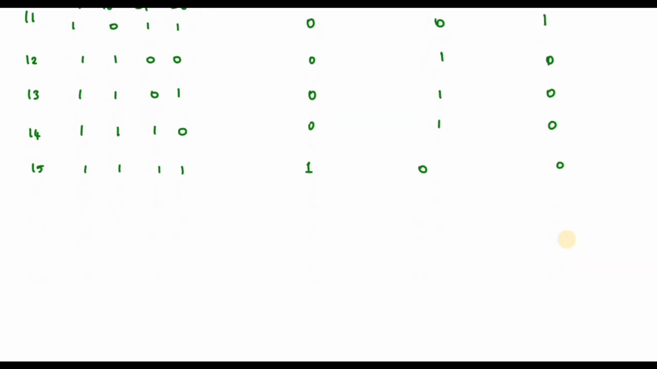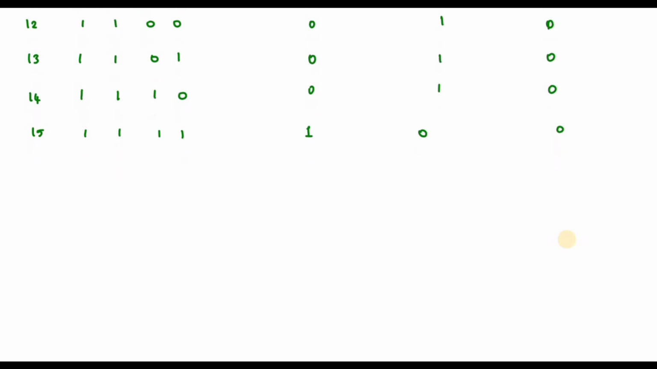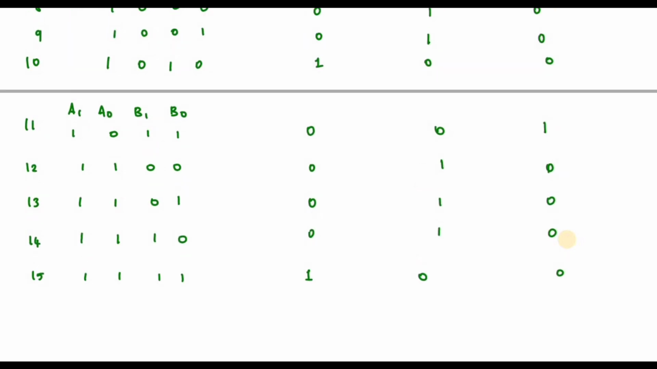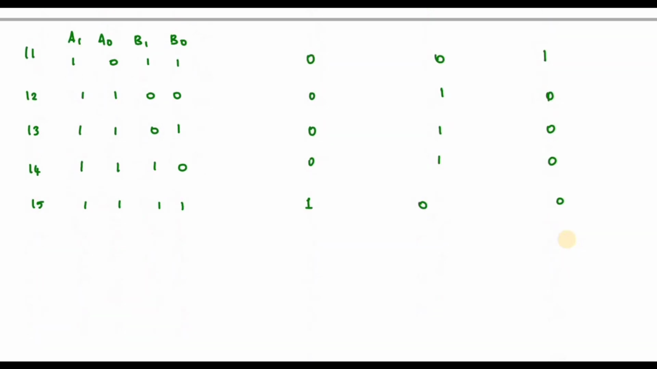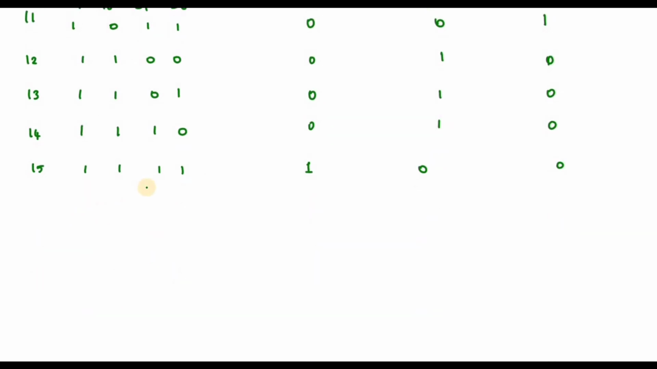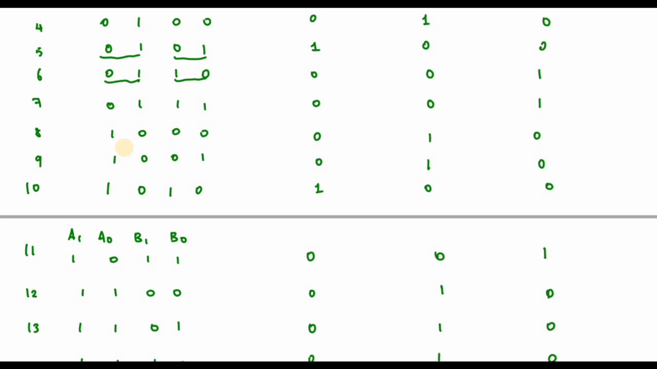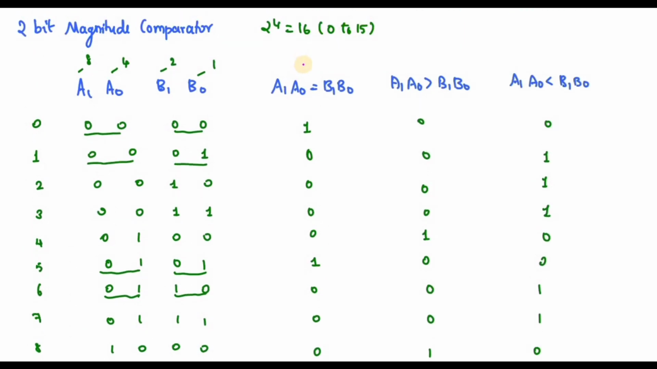So how to write the equation? Whenever the two bits are equal, you can write for what values it is equal. So again I am taking this one as F1, F2 and F3.